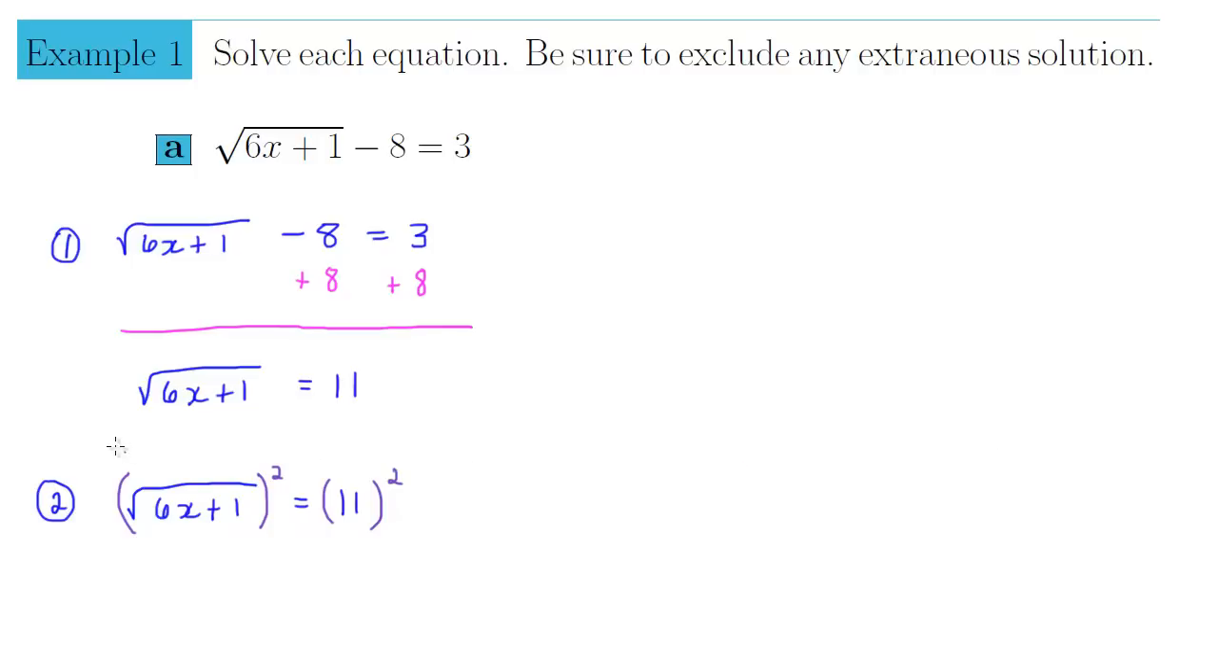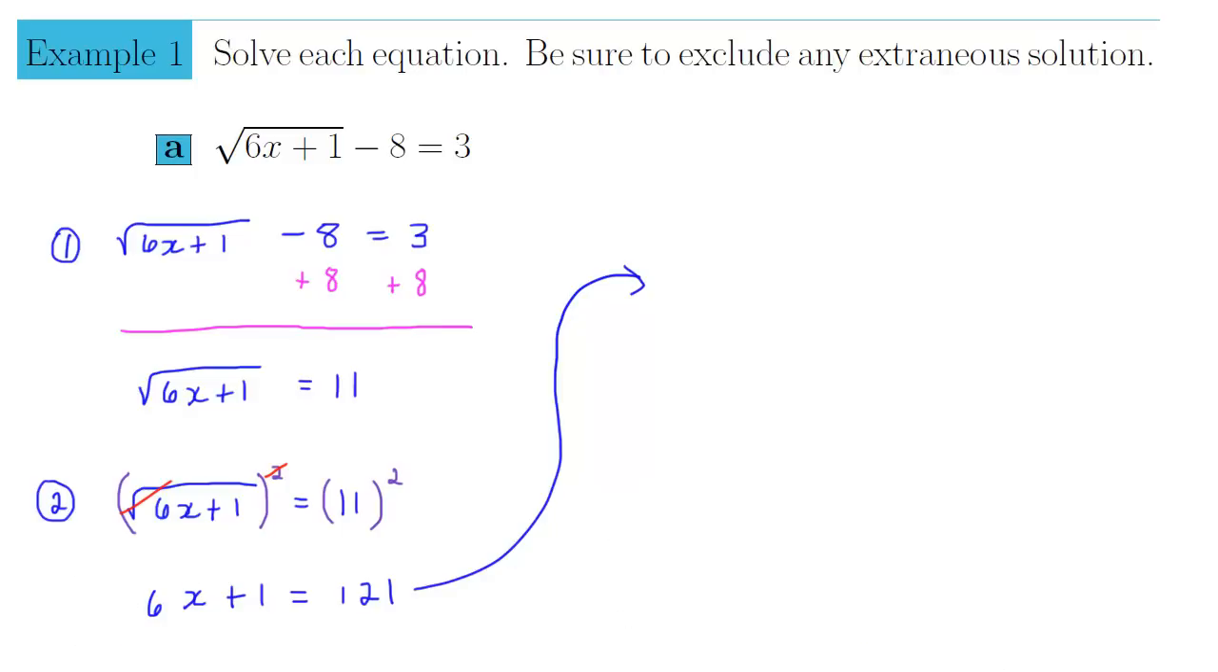Now, on the left side, the square and the square root cancel each other out, they're reverse operations. So you're just left with 6x plus 1. On the right side, you actually have to perform the square. 11 times 11 is 121. So now we've reached a simpler equation where we do not have a radical anymore. So now we can just solve the linear equation.